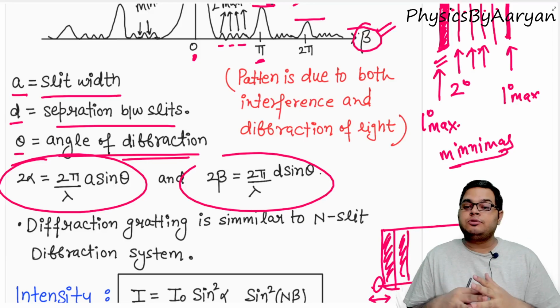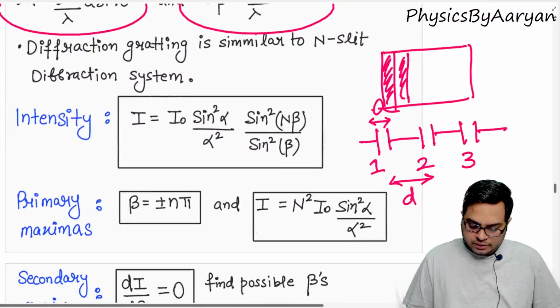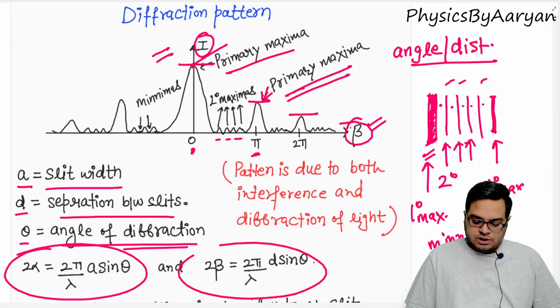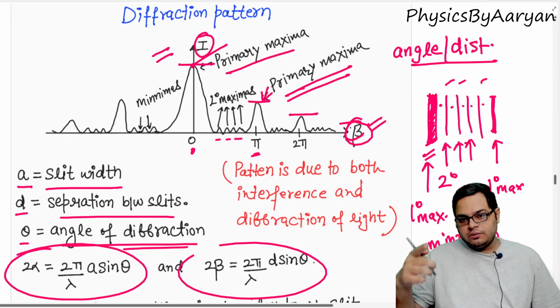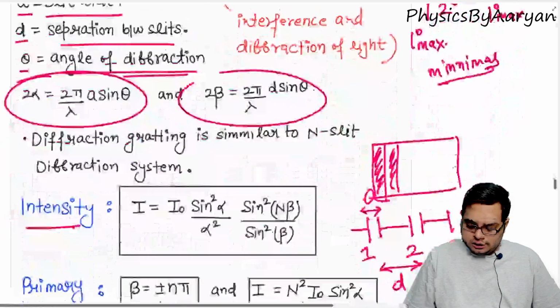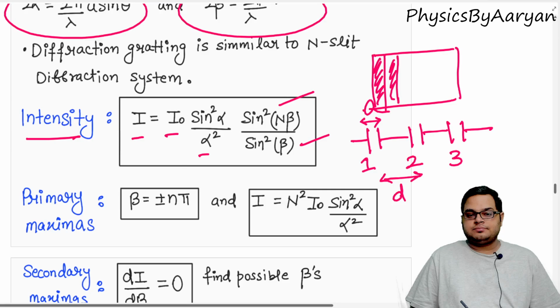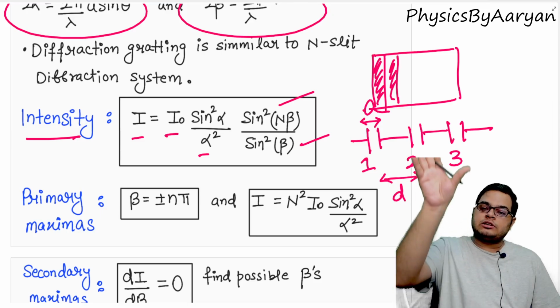Now we need some formulas before we can go to the question as such. Number one formula is, what is the intensity? We have drawn this graph, intensity as a function of beta. But what is the formula which is basically explaining this graph? The intensity is defined as I equals I naught sine square alpha by alpha square into sine square n beta by sine square beta. So this is the equation which is following that graph.